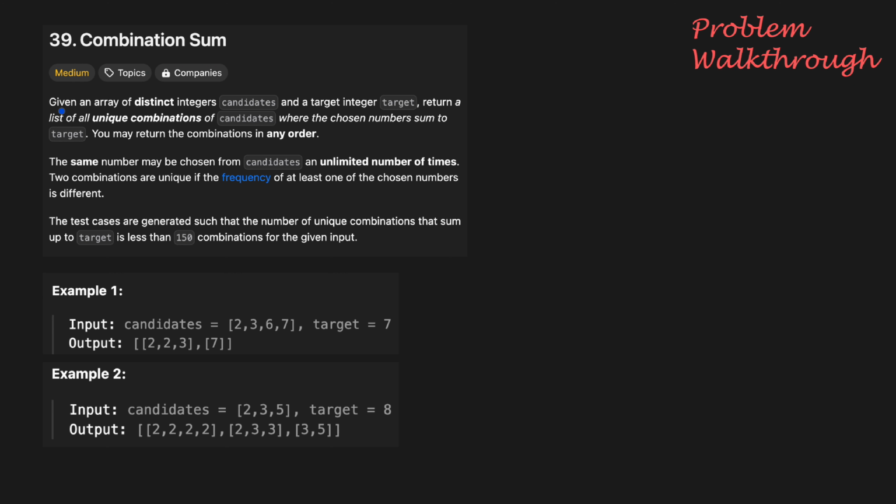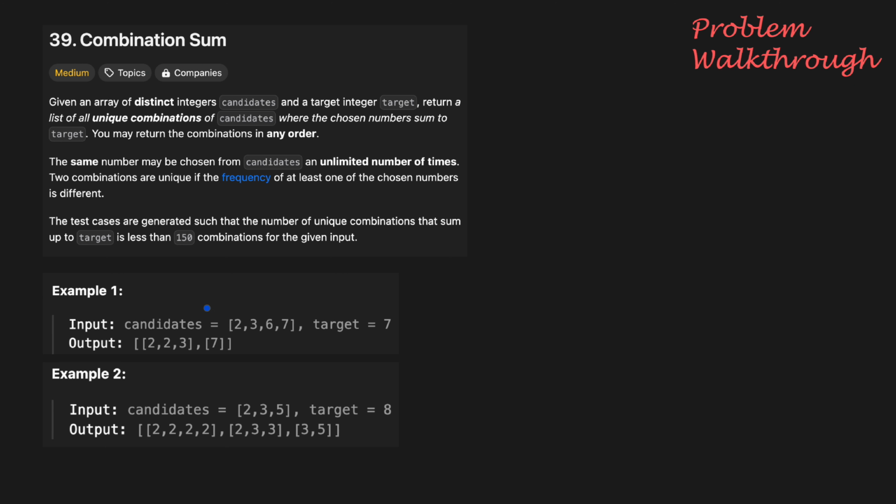Now to the problem. In this problem, we are given an array of distinct integers called candidates and a target integer called target, and we have to return a list of all unique combinations of candidates where the chosen numbers sum to target, and we may return the combinations in any order. The same number may be chosen from candidates an unlimited number of times.